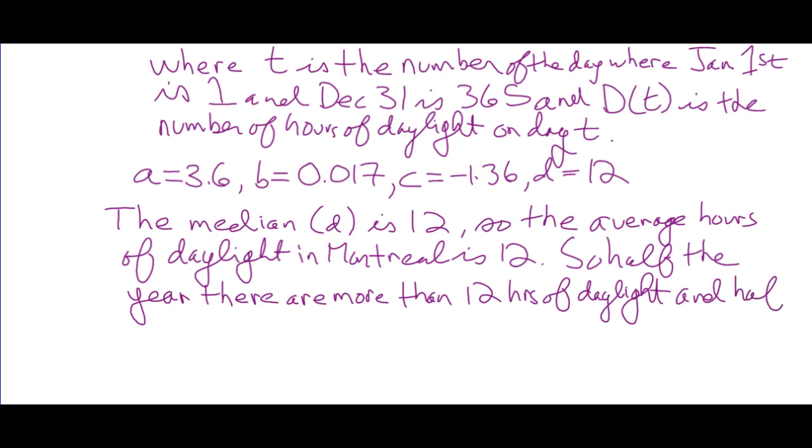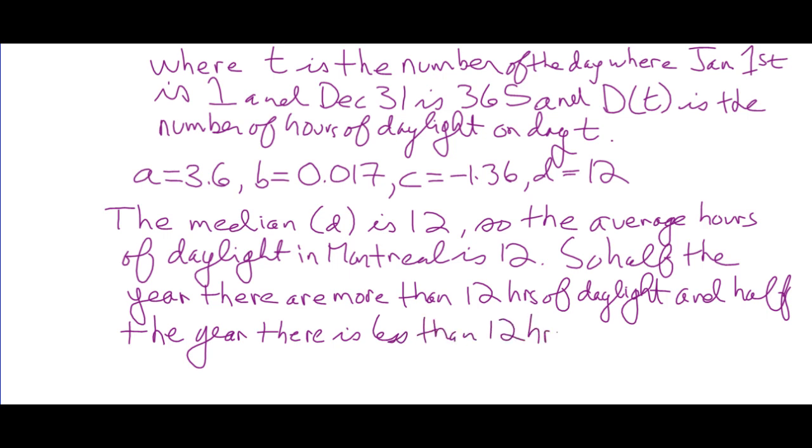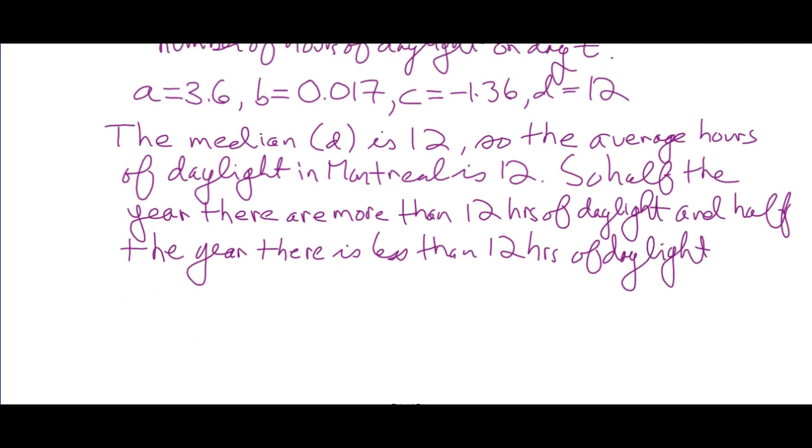And half the year, there is less than 12 hours. So that's what the median means, right? If this had been a tide, then the median is just the average depth of water in the harbor. And half the time there would be more water than that, and half the time there would be less water, right? Less depth of water.